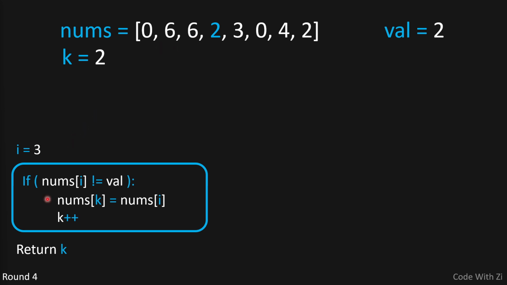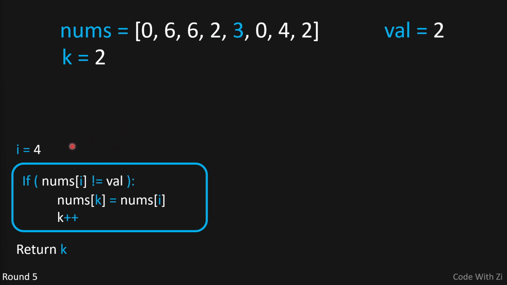Now in our fourth round, as you can see, this is the fourth round of our for loop, and our I is going to be equal to 3 because it just got incremented. Now nums of I is pointing to this number here because this is the number with the index of 3 and our I is 3. So is nums of I, meaning 2, not equal to 2? Well, they are equal, so this statement is going to be false, and we're going to move on to the next round.